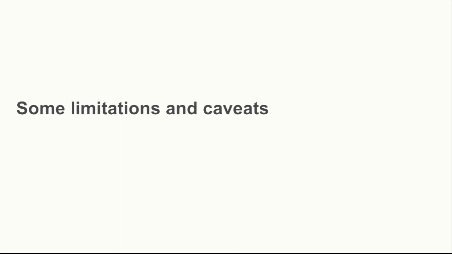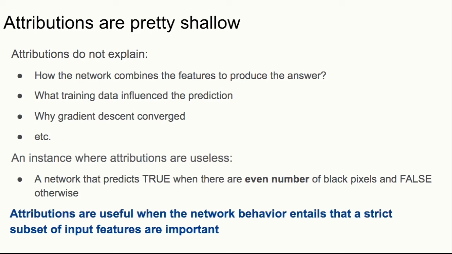One thing I want to say is that attributions, as a technique, are pretty shallow. It's still in that first order Taylor approximation space. They don't tell you how the features are getting combined to make up the prediction. It's a very first order view of the network. They don't tell you which training data mattered, or whether the model converged to a good optimum or not.